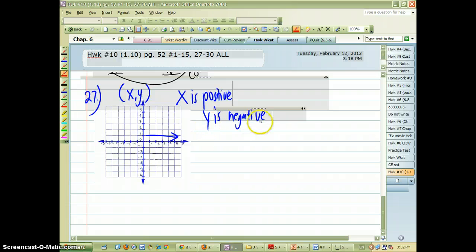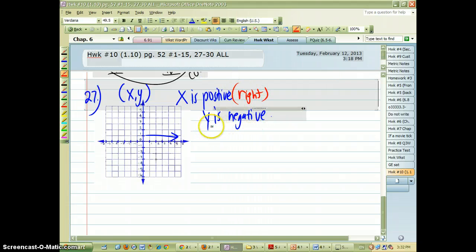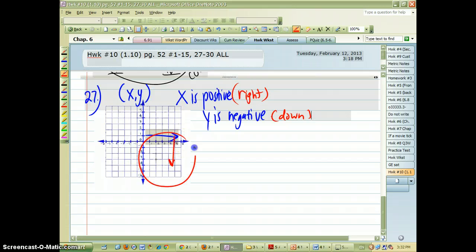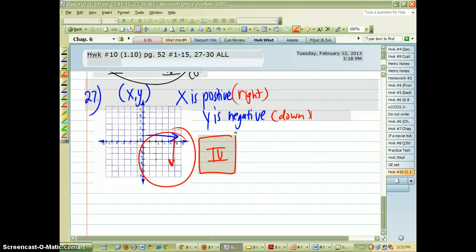And then y is negative, so that means we'd be going down. So if we go right and down, we end up where? In this quadrant. So number 27 is quadrant number 4. That would be my answer for number 27. And then the other 3, I think we can figure that out on our own.